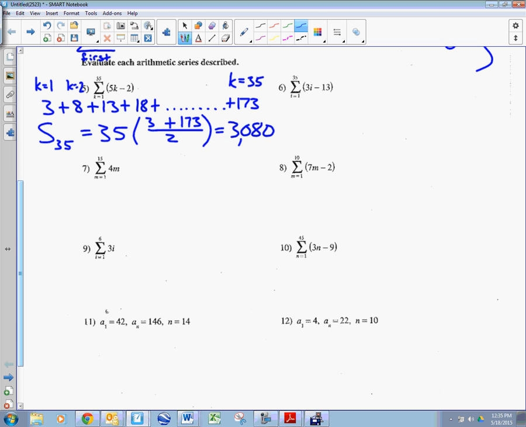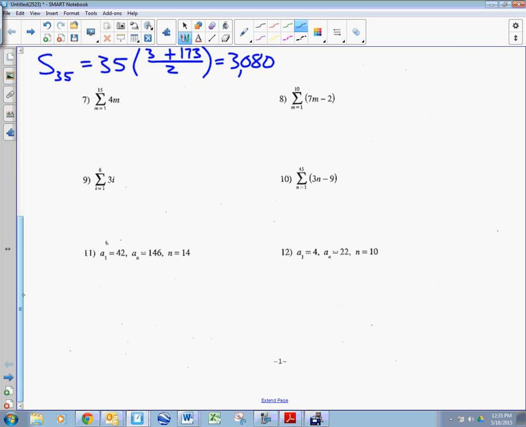Okay, let's do number 10. Any problems that we do not do together in class, that's your assignment. So whatever we get through, the better off you are. Number 10, what's your first term going to be? Negative 6. What's your second term going to be? Negative 3. What's your third term going to be?